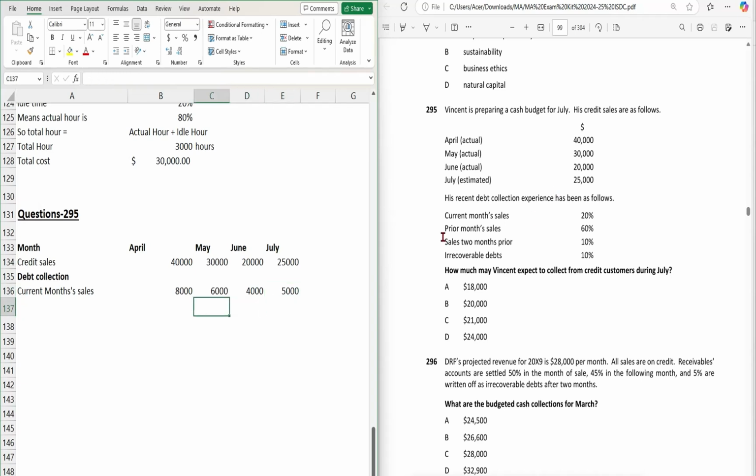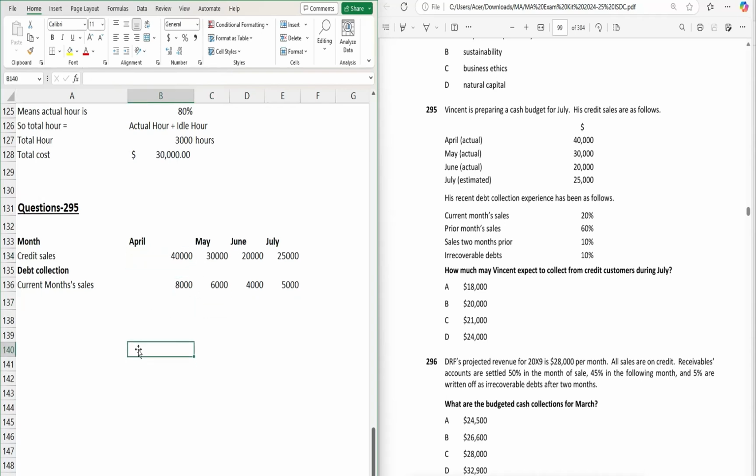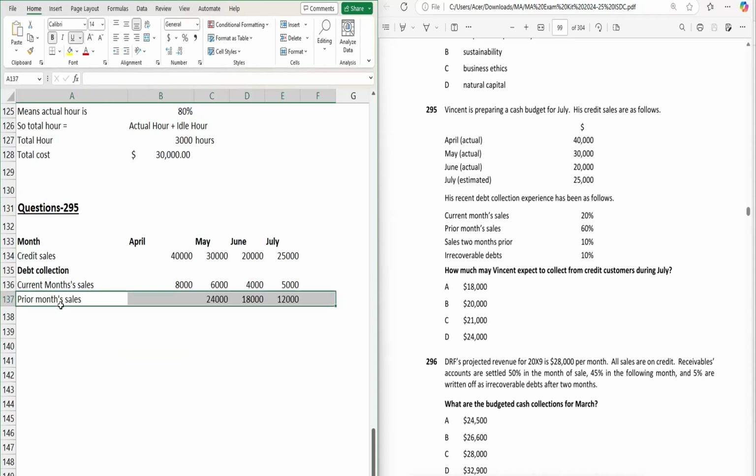Now, next is prior month sales 60%. As we have received 20% of 40,000 in the same month, now 60% of this 40,000 will be received in the following month. That means if we are in the month of May, the prior month is April, so 60% of 40,000 will be received in May. Let's perform this calculation and you will have clarity once again. You can see I have just applied 60% to each month's sales and transferred those amounts to the following month.